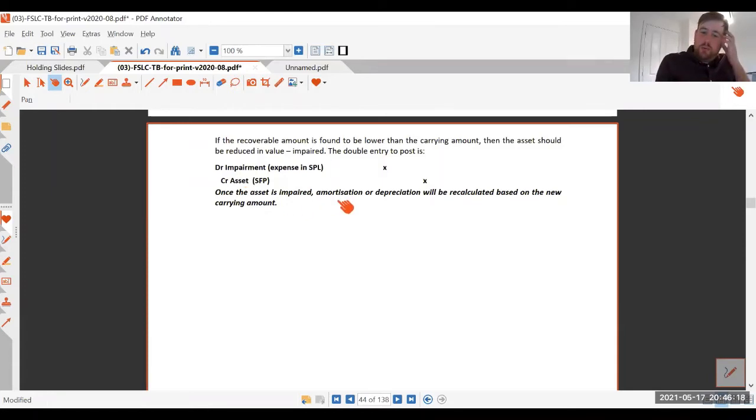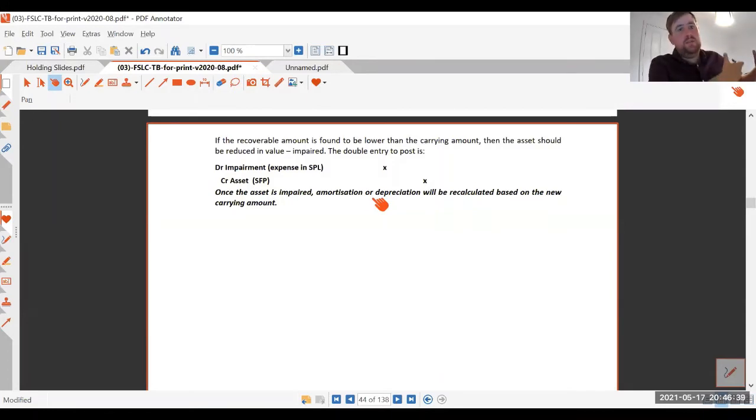Yeah, one small little point that they could potentially pick on, they don't tend to pick on it in this section of the paper, but it could be done elsewhere. From that point, you consider, now we've adjusted the value of that asset, we consider its life going forward, and you would amortize or depreciate this accordingly.